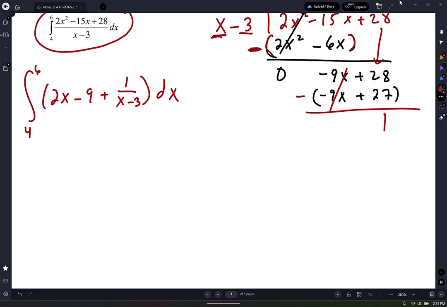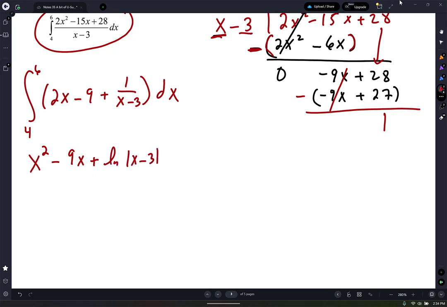Okay. So what's the antiderivative of 2x? X squared. Oh, my bad. What is the antiderivative of 9? Wait a minute. What is the antiderivative of 1 over x minus 3? Perfect.